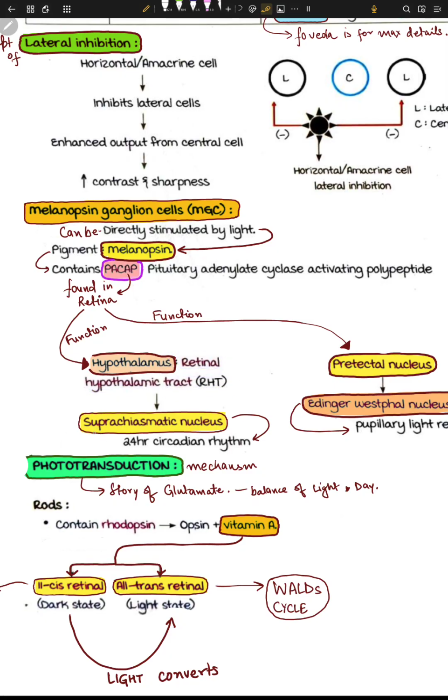It activates something called suprachiasmatic nucleus, okay, and this nucleus is responsible for maintaining your circadian rhythm. What is circadian rhythm? Circadian rhythm is when you sleep for 12 hours and you wake up for 12 hours. The night versus the day. This is your normal circadian rhythm.